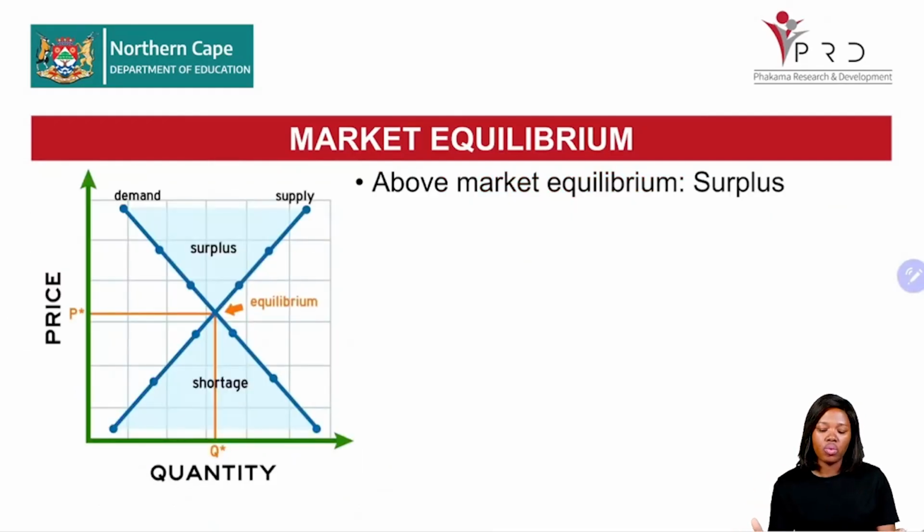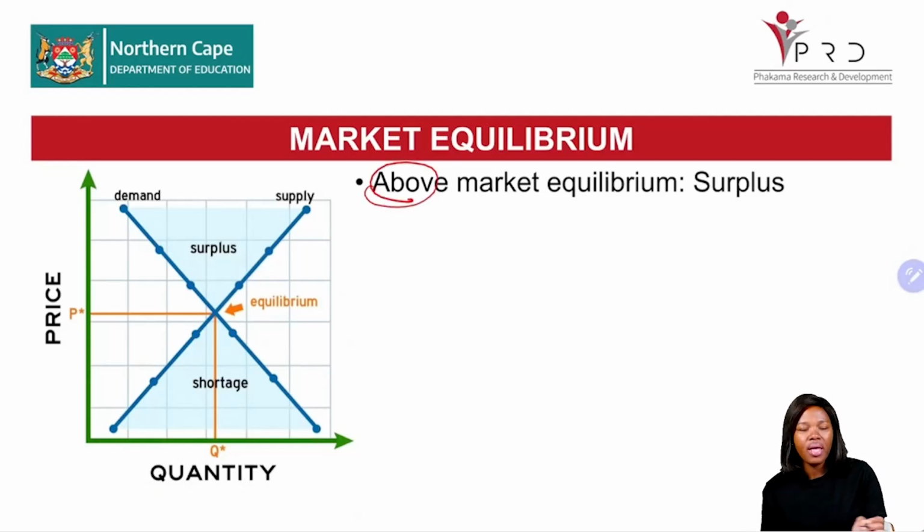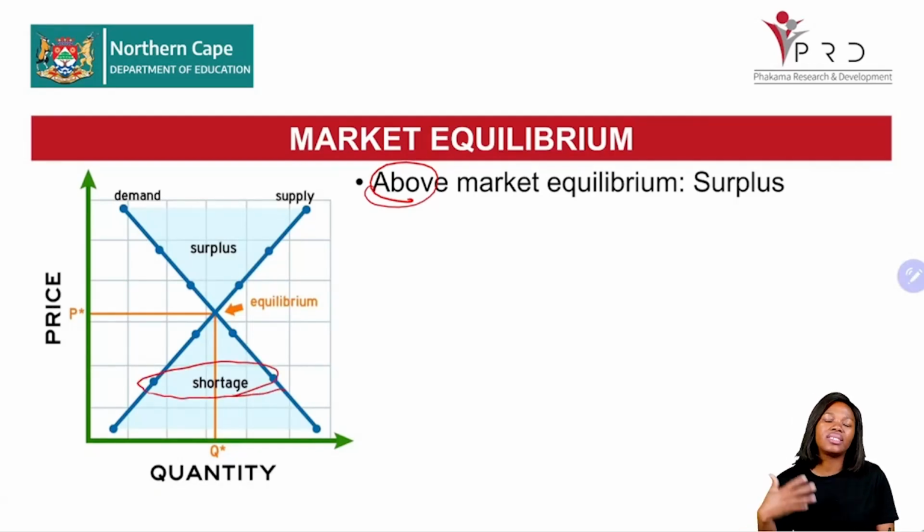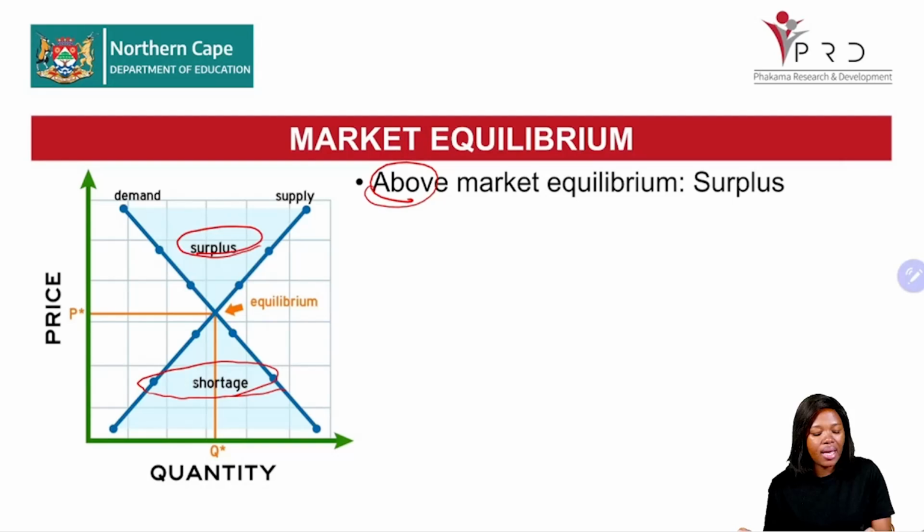Now, you should also know what happens above market equilibrium and what happens below market equilibrium. Above market equilibrium, the quantity supplied exceeds the quantity demanded. And below, we will always experience the quantity supplied being less than the quantity demanded. Meaning above, we have the surplus, and below, we have the shortage at all times.